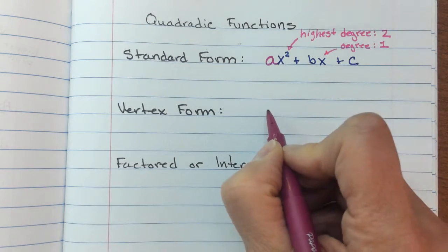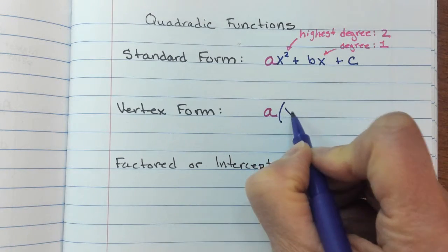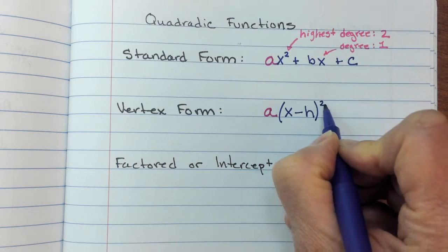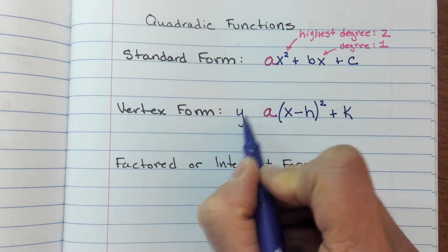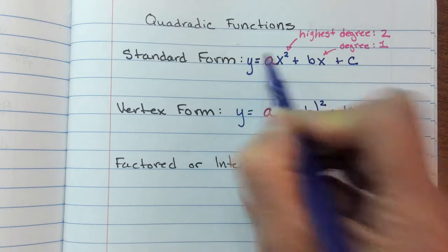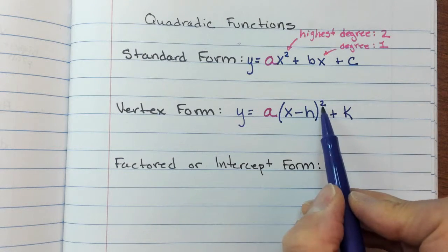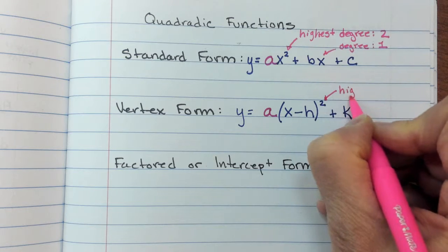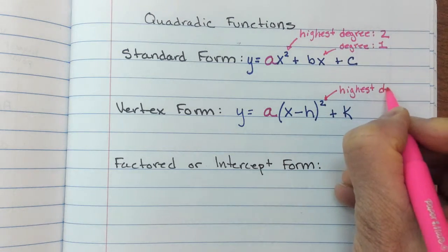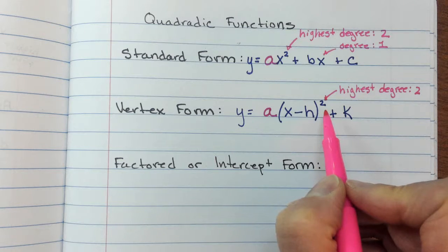Vertex form, we have the a in front, and then this should look vaguely familiar. x minus h squared plus k. I'm going to go ahead and put the y equals here in the front. So we have actual equations. Okay, so if we remember here, let's look here. We have, again, our highest degree is right here, a 2. So our highest degree is again 2. So that way we know that this is a quadratic.